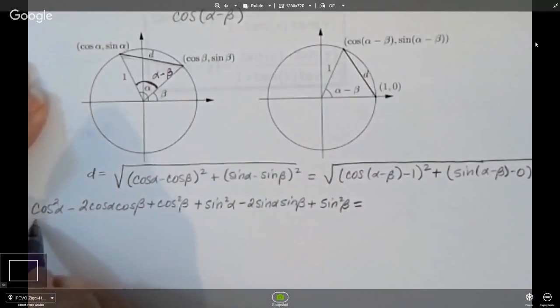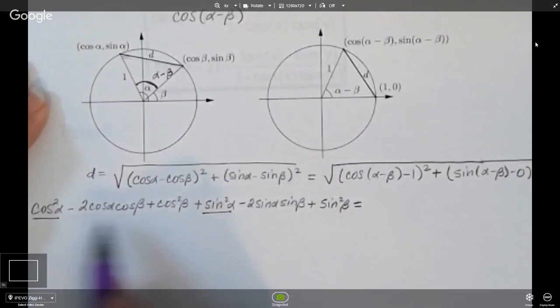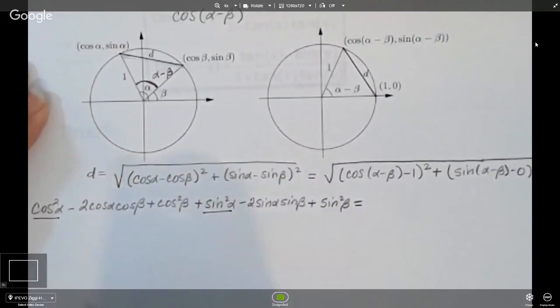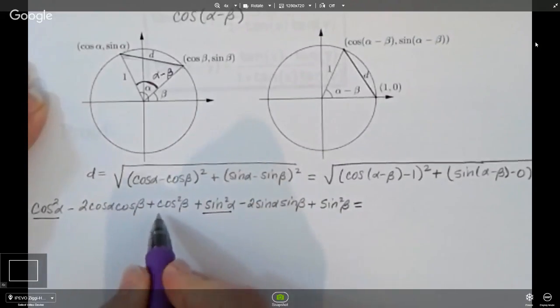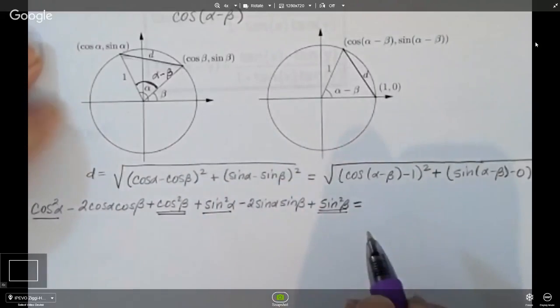Well, I'd like you to notice that you've got a cosine squared alpha here and a sine squared alpha here. And cosine squared plus sine squared, regardless of what the angle is, has to equal 1. All right, so that's 1. And then I have a cosine squared beta and a sine squared beta, and that also has to equal 1.